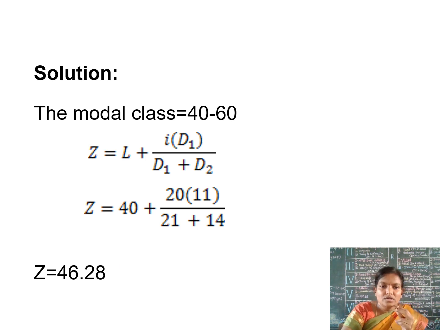The formula for calculation of mode is L plus I into D1 divided by D1 plus D2. D1 is equal to F0 minus F1. D2 is equal to F0 minus F2. Here you just select which one is the highest frequency. The frequency before it will be F0, the next will be F2. You just substitute these values in our formula and simplify using BODMAS rule. It will be 46.28. The symbol for mode is the Z value.